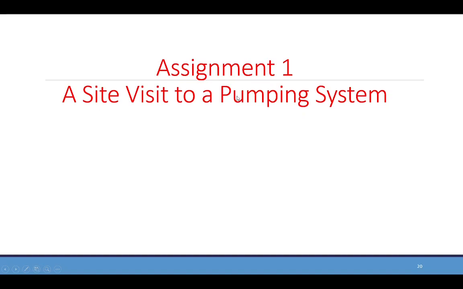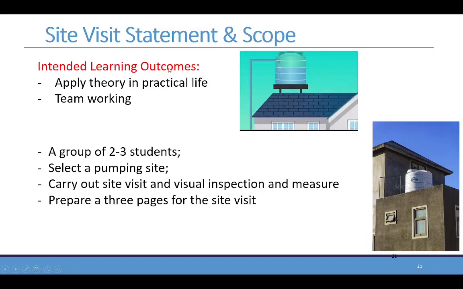So assignment number 1 for this lecture will be related to conducting a site visit. The students will be asked to select a location that includes a pumping system, and to carry out a site visit for this location, and to do some visual inspections, some calculations and measurements to prepare a 2 to 3 page report. The intended learning outcomes of this exercise are, first, to allow the students to apply the theory in practical life, and second, to teach the students how to do some work in groups.